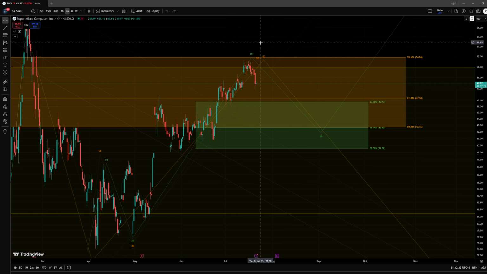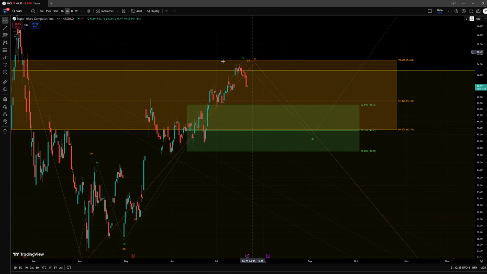Regardless, we are looking at the moment for lower, especially based on the latest price action. So these are the levels, this is the trade setup.